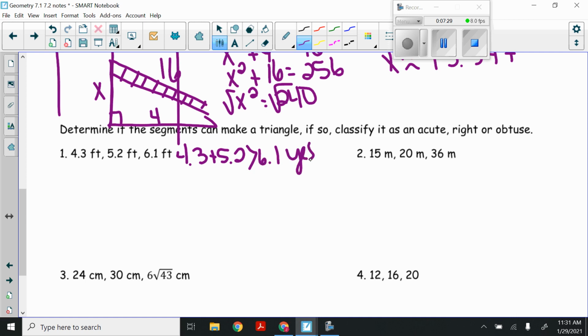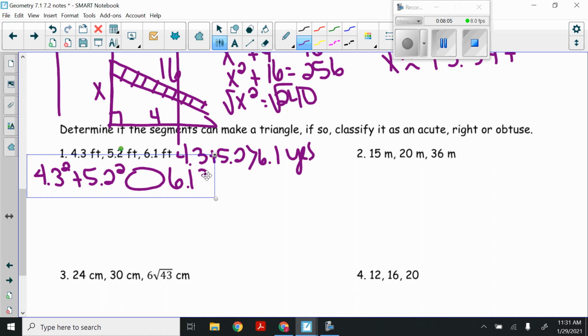So now I have to figure out what type is it. That's where we're going to take the two smallest ones, square it. So I'm going to say 4.3 squared plus 5.2 squared. I don't know how that's related to 6.1 squared. So remember, we have the three theorems. We have the Pythagorean theorem that says if these are equal to each other, then it's a right triangle. If the longest side squared is greater than the sum of the other two sides squared, then we know that it's obtuse. If the longest side squared is less than the sum of the other two sides squared, then it's acute. So that's what we're looking for. So that's why I've just kind of put a big circle there.